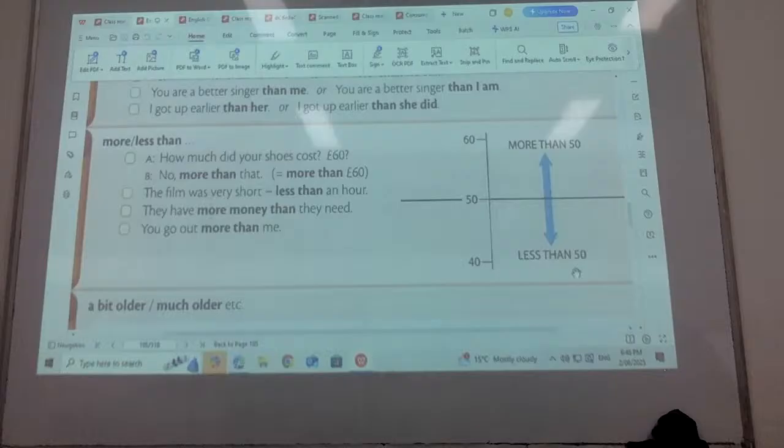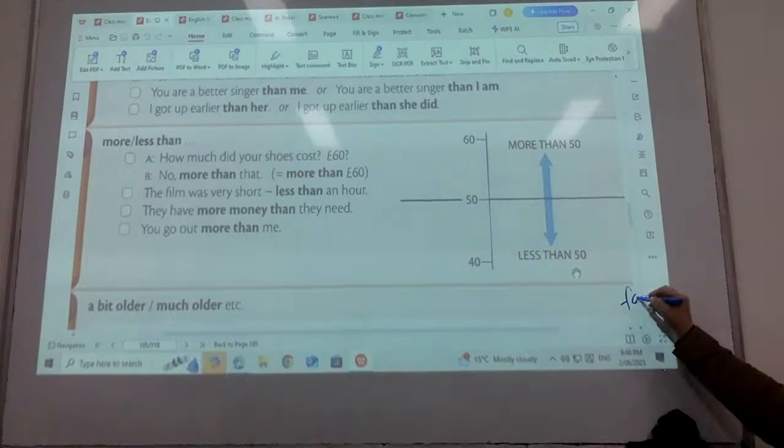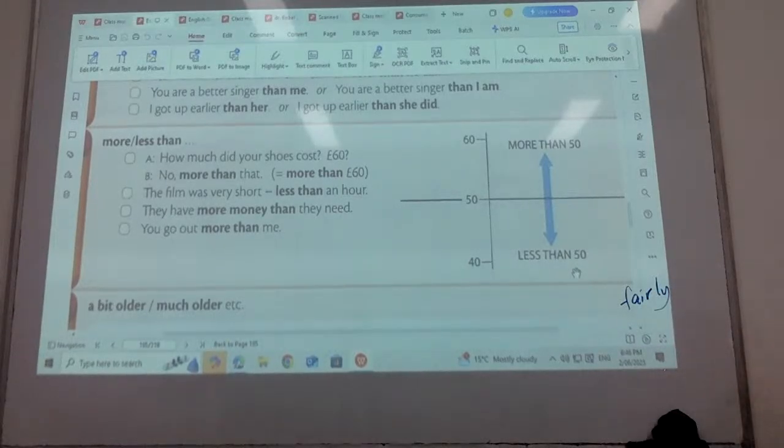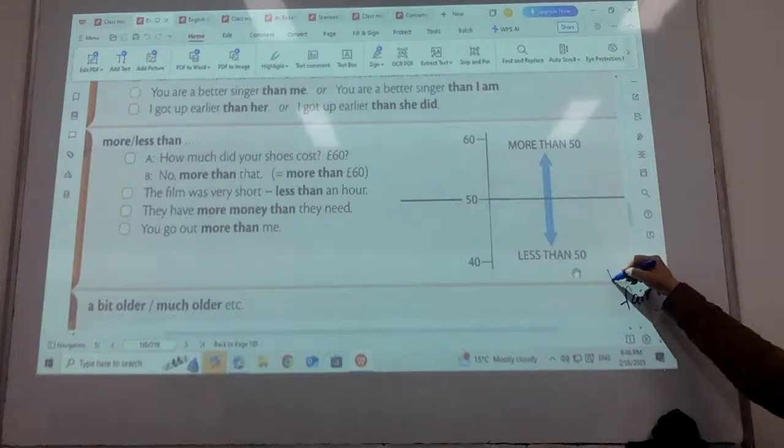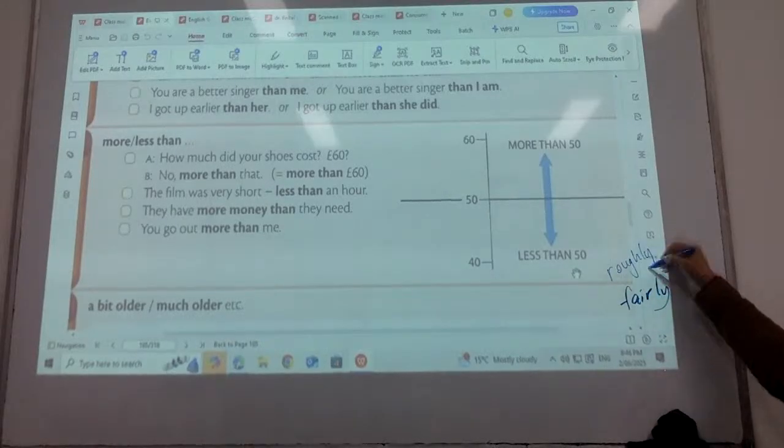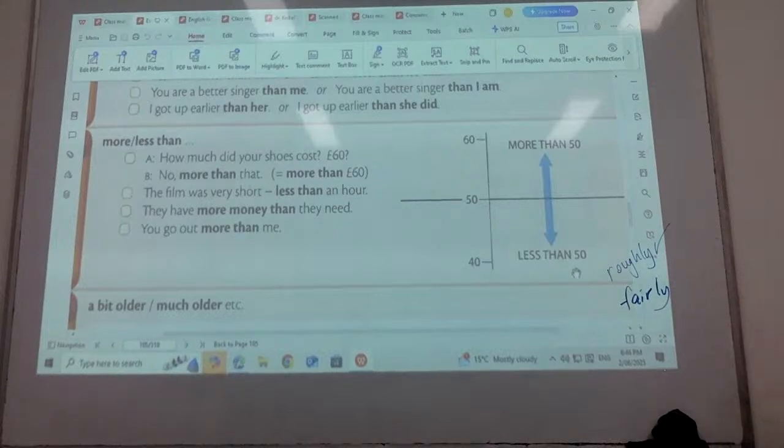Fairly. So fairly is kind of like roughly, so they're very, very similar. Could be. So you go fairly, more or less. It's like roughly. I think this one is more than this. This one's okay, but it's not very common, to be honest.